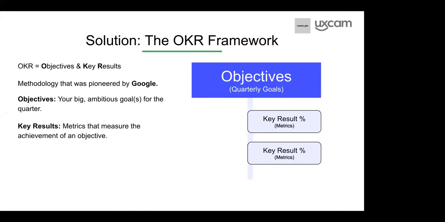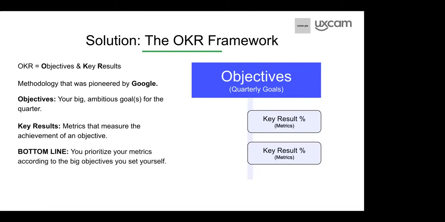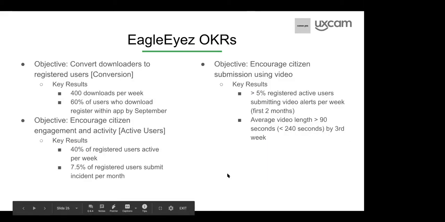So basically you think, okay, what do I want from my app? Maybe you want the app to go viral. Then you have to think about metrics that measure virality. And so you can track those. Bottom line, you prioritize your metrics according to the big objectives you set yourself. And everything that's not part of the objective, you don't look at at all. Or, okay, maybe not at all, but it's second priority for you. And this really helps to stay focused in tracking metrics. Yeah, back to Eagleeyes.